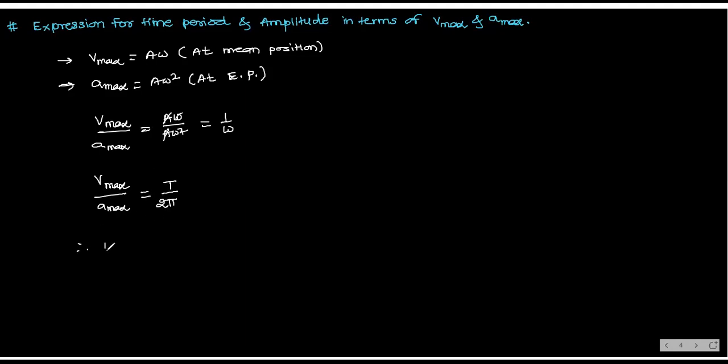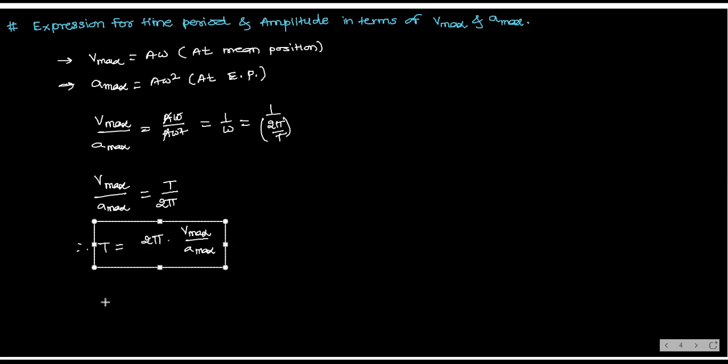And therefore, time period T is equal to 2 pi. If you want one more step, you can write here, that is 2 pi by T. Understand? And that's why T will go up, 2 pi down. So this 2 pi I am transferring here. 2 pi into V maximum divided by A maximum. Okay, I got this also. One more formula for time period. Clear? In terms of velocity and acceleration.